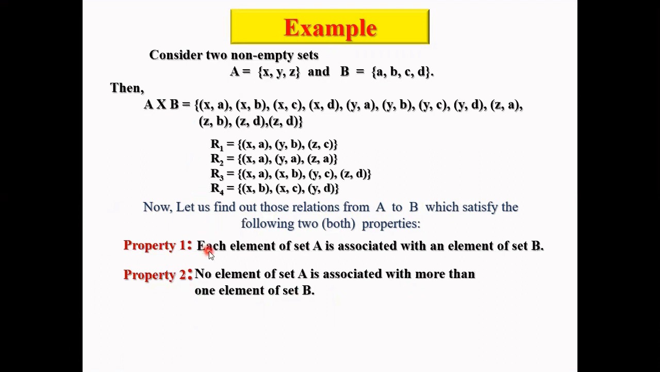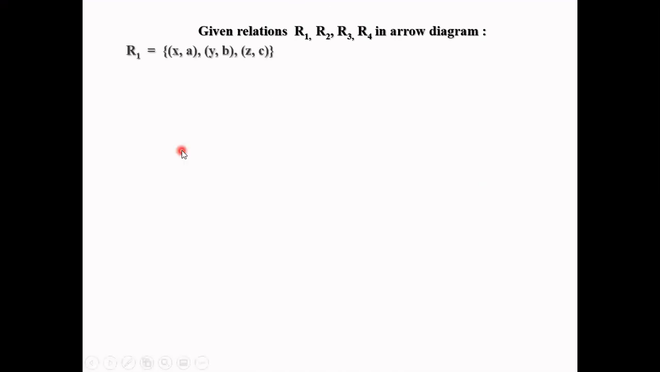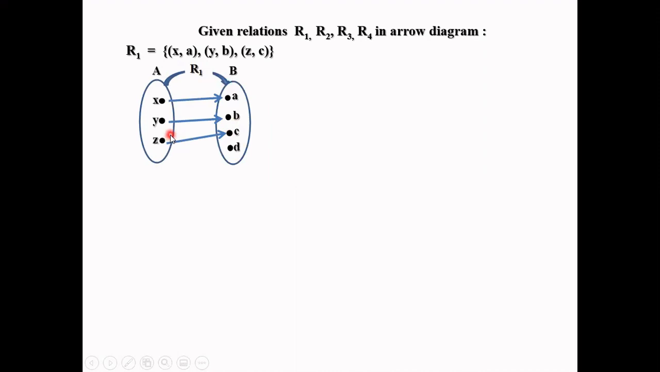Any relation satisfying both of these properties is called a function. So let's check which of them are functions. Given relations R1, R2, R3, R4 in arrow diagrams. R1 first, it has its ordered pairs (x, a), (y, b), (z, c), represented in an arrow diagram. x is associated with element a in set B, y with b, and z with c.